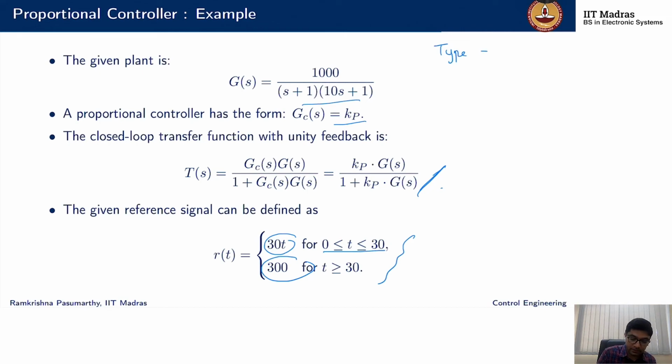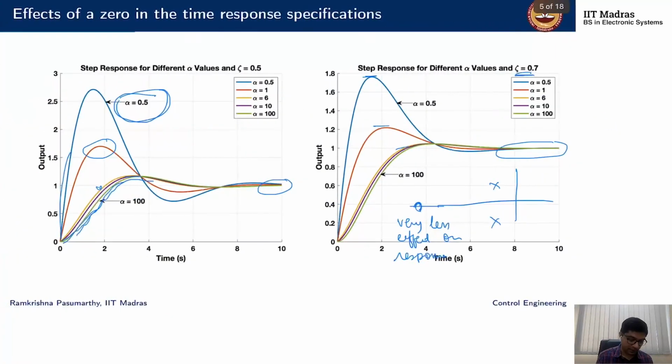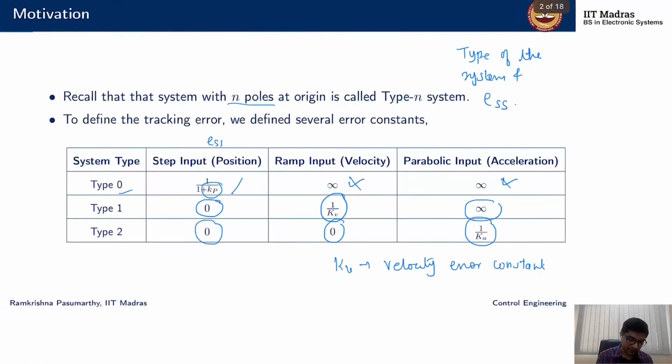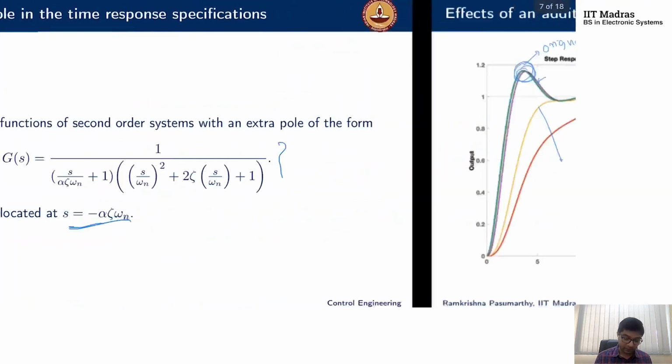The type of the system is a type 0 system. The reference initially is a ramp. We go back to the table and ask ourselves what happens when the system is of type 0 and the input is a ramp. Well, it cannot track, so the steady state error will be infinity. So a type 0 system cannot track a ramp.